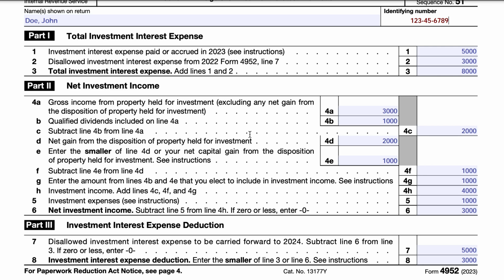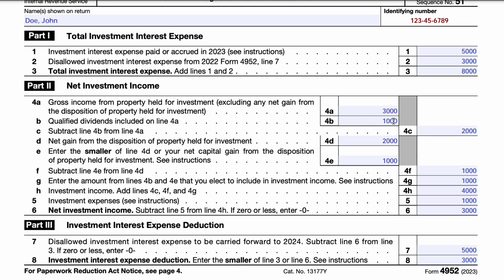And then if you're filing IRS Form 8814, which is the parent's election to report your child's interest and dividends, then you can also include some or all of your child's income from that form. So let's just say John Doe did this. He's got $3,000 of gross income. In line 4B, we're going to enter the amount of qualified dividends.